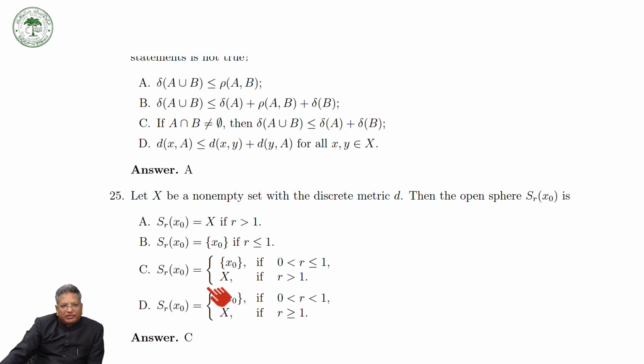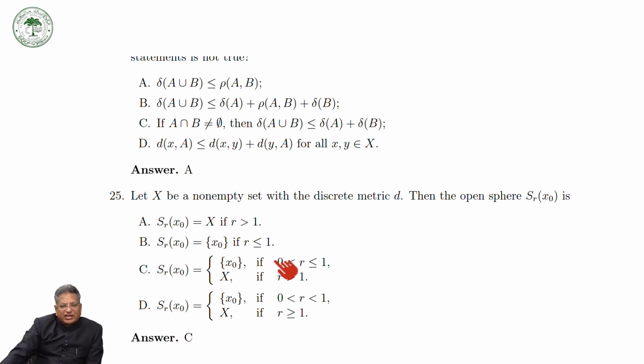Now let's come to the spheres. Let X be a non-empty set with the discrete metric. Then the open sphere: you remember that if X has the discrete metric, then the open ball with center at x and radius r is the singleton set if r is greater than 0 and less than or equal to 1, and it is equal to the whole space if r is greater than 1. So the answer is this, and the rest are not correct. You have to remember that, or you have to verify.